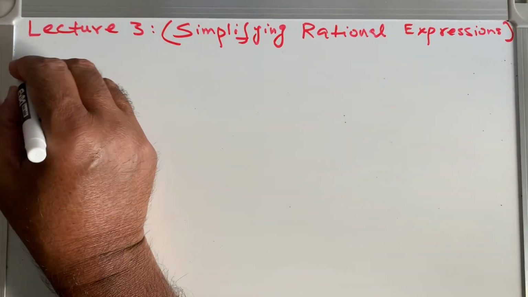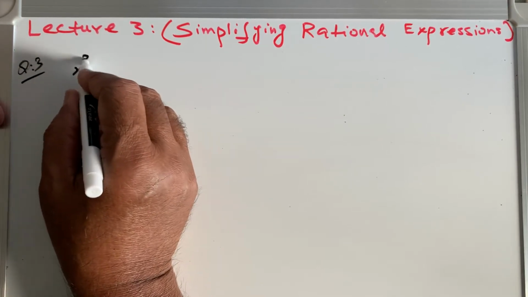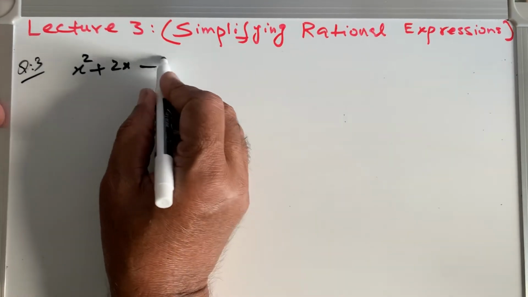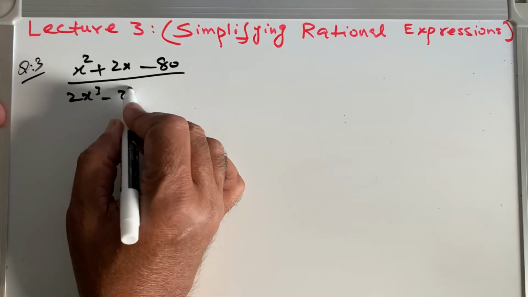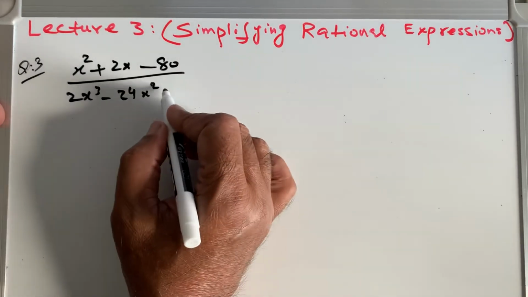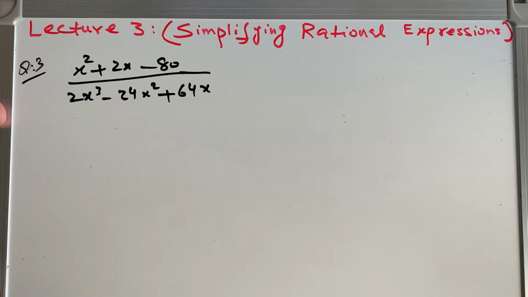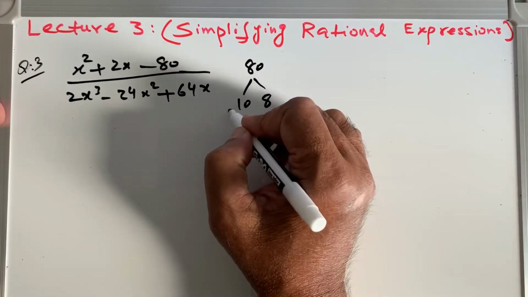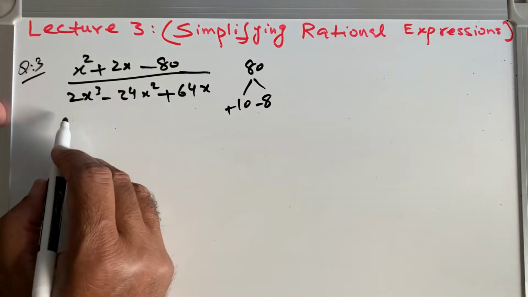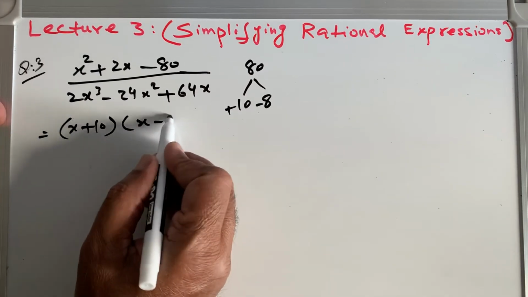Question number 3 for this lecture is like a practice question. x squared plus 2x minus 80 divided by 2x cubed minus 24x squared plus 64x. And again we can see that on the top I can break 80 as 10 times 8 is 80, right? So if I break 80 as 10 times 8, and if I keep my 10 as plus and this as minus, I will get plus 2. So in the numerator I can write x plus 10 directly and x minus 8.